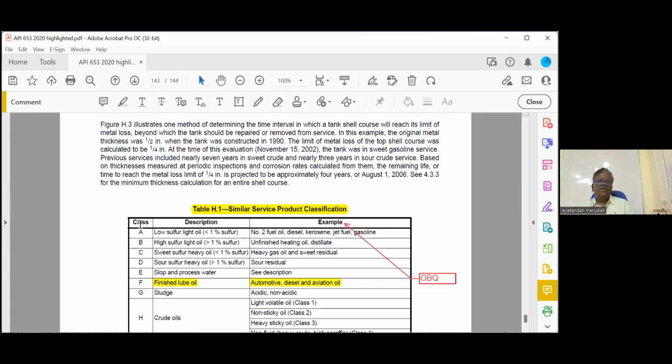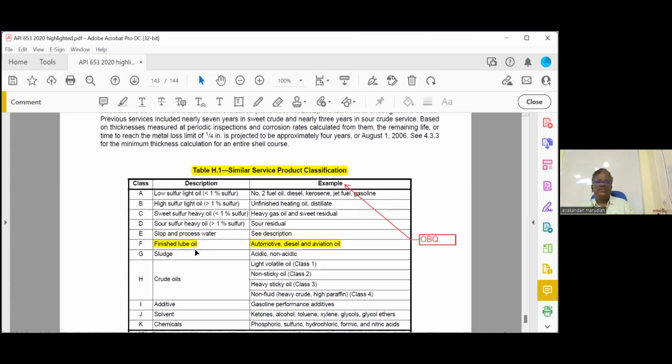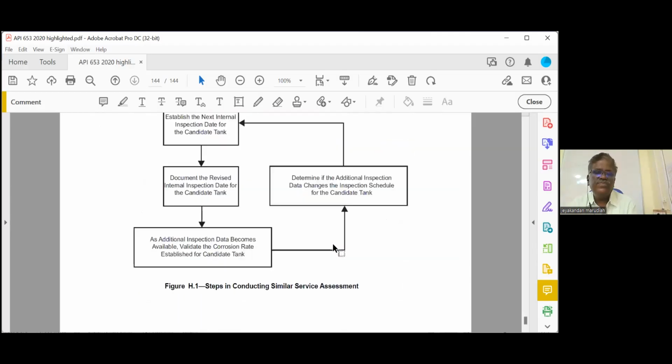For example, class A, low sulfur light oil less than 1%, is equivalent to number 2 fuel oil, diesel, kerosene, jet fuel, gasoline. These are considered as similar service. These all are considered equal to the low sulfur light oil. In one of the exams they asked about finished lube oil. Finished lube oil, which are the similar services: automotive, diesel, and aviation. These are similar services on the table if different products are stored.